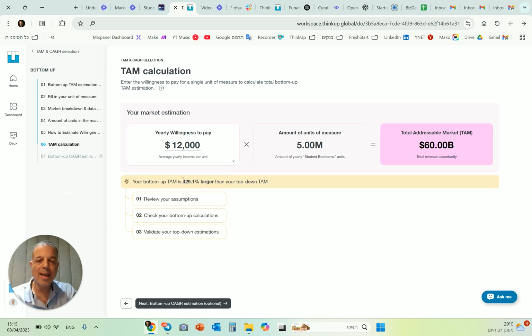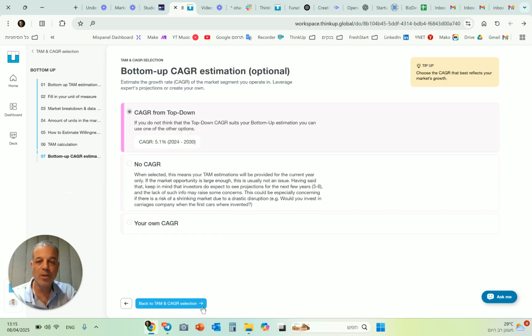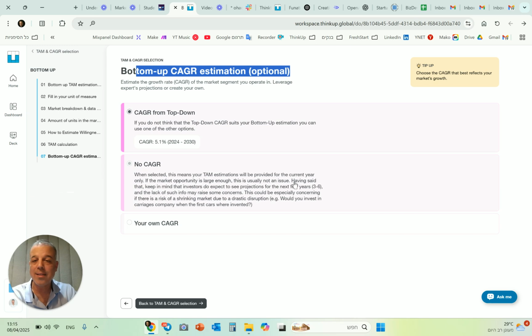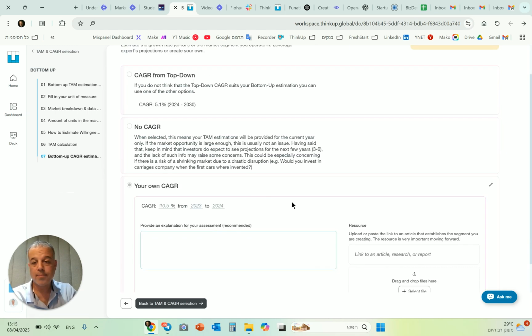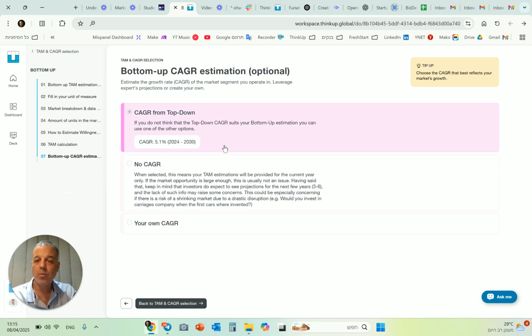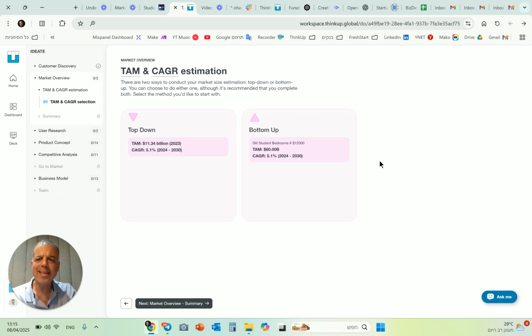Okay, another thing that happens is that clicking next brings us to the CAGR estimation. It could be either from the report that you already provided for the top down, or you can add your own. Okay, if you have another resource that you want to add, but let's take the first one, which is the previous top down source to the market that I added before, and clicking next shows the calculation and the market size, so 60 billion, for example.